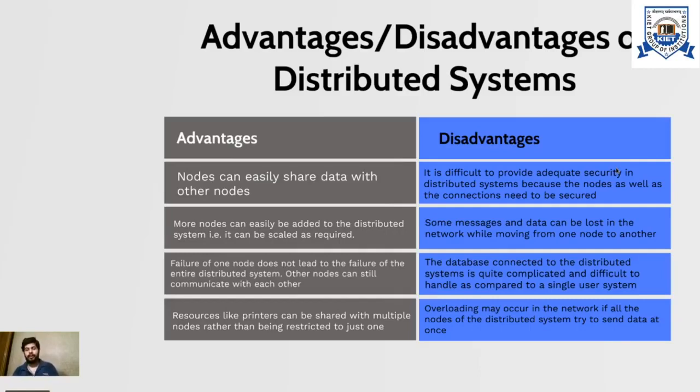So it's quite complicated. And the fourth point is overloading may occur in the network if all the nodes in the distributed system try to send data at once. In a distributed system, we have a network, right? And the network may lead to congestion. If every node is sending data, then there would be a bottleneck where there will be message overloading. There would be congestion, and it might be possible that you might not receive all the data.